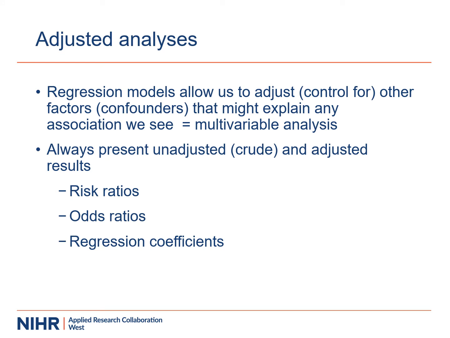As mentioned earlier, it's important to control for confounding variables, and regression allows us to do that by including these variables in the model, as well as the exposure and outcome of interest. This is called multivariable analysis. Whether the measure of association is a risk ratio, an odds ratio, or a regression coefficient, it is good practice to present unadjusted or crude and adjusted results, so that you can see how much the adjustment for confounding has changed the result, which in other words or more simple terms is how important were the confounders.